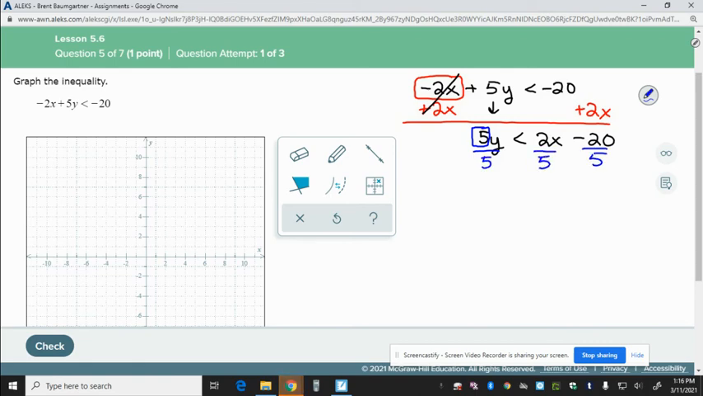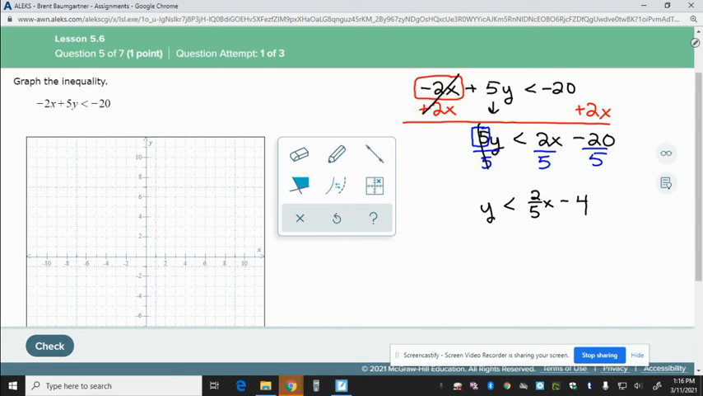Now, at this point, I'm going to tell you something. What can happen is if you divide by a negative number, it reverses the inequality symbol. But this one will not. I'm going to leave my slope as a fraction. 20 divided by 5 is 4. And now I'm ready to graph.